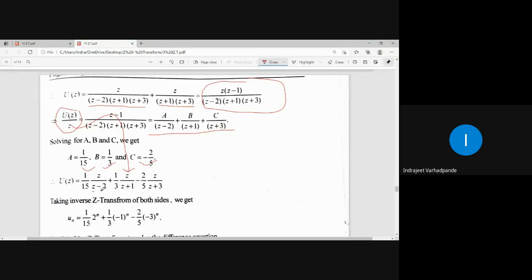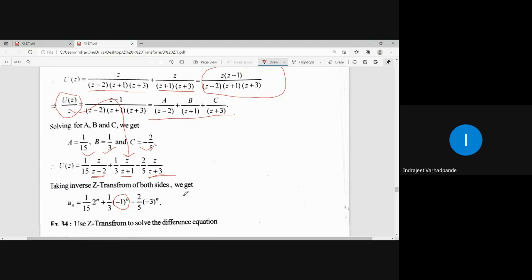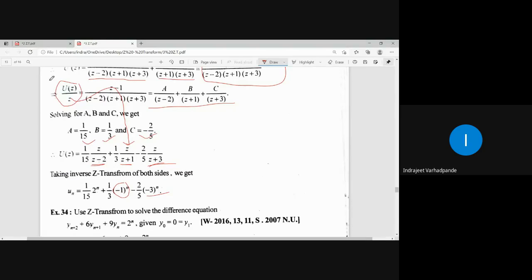Now every term is in a form whose inverse exists. So the inverse of z upon z minus 2 is a to the power n, which is 2 to the power n. The inverse of z upon z plus 1 is minus 1 to the power n. The inverse of z upon z plus 3 is minus 3 to the power n. And on the LHS, how will the inverse of u of z be written? u n. So accordingly I can get the inverse for the given term.